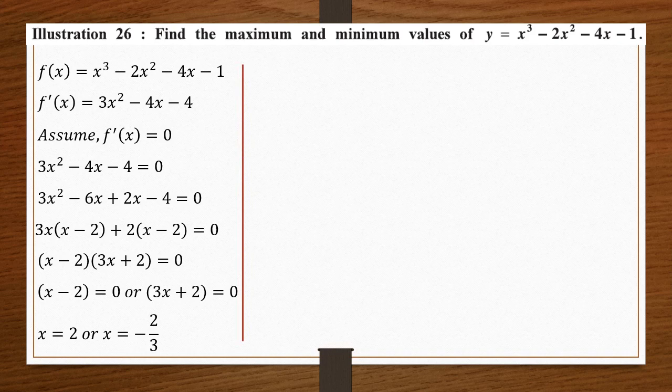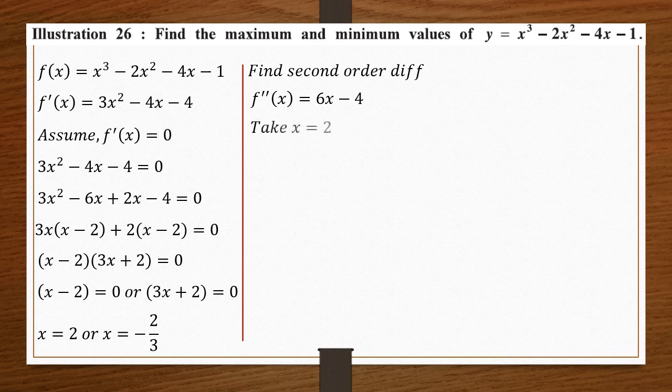Now the next step will be to find the second order derivative. So the first order derivative 3x square minus 4x minus 4 will be again differentiated to find the second order derivative. That will be 6x minus 4. Okay, 3x square will be 6x, 4x will be 4, and negative 4 will be 0. What I need to do, one by one I will put the values of x into this equation and find the answer. First I will take x is equal to 2, so f double dash 2 will be 6 into 2 minus 4, that will be 12 minus 4, that is 8, which is greater than 0.